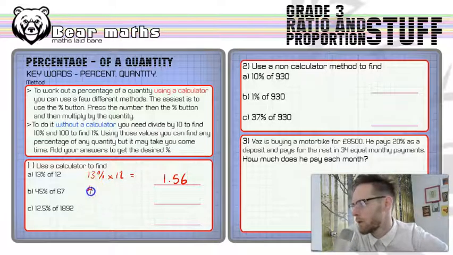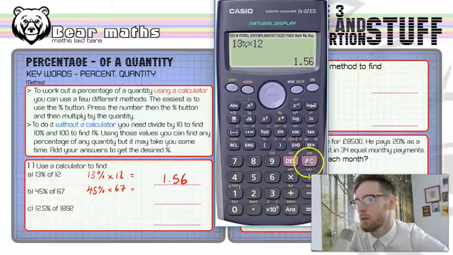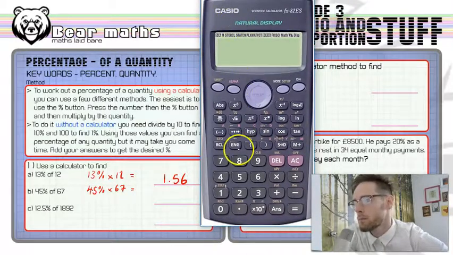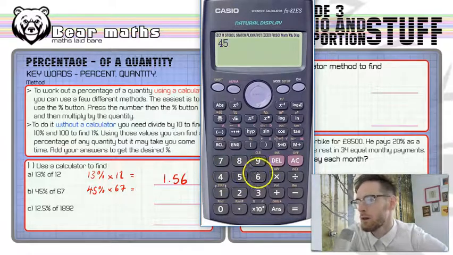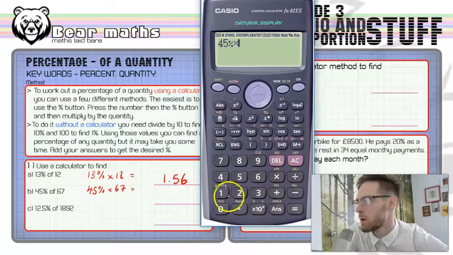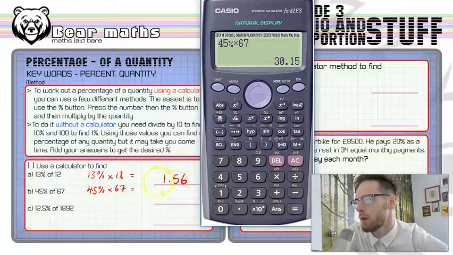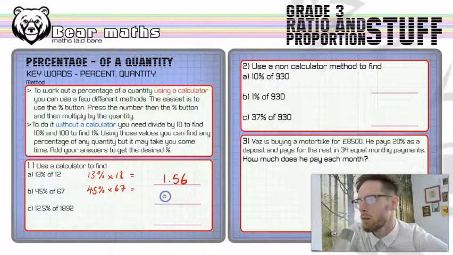So 45% multiplied by 67. That's literally all we're going to type into the calculator. You don't have to worry about these things, you just have to type numbers in, and I think that's absolutely fine. That's why I think this is the easiest method. Just don't forget the percent button, because if you do, you're just going to get a big number. And if you do get a big number, then you know you've done something wrong. So 30.15 is that answer.